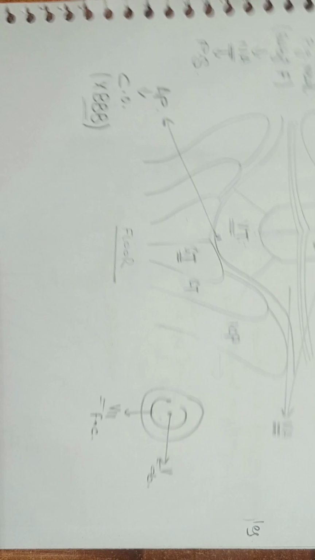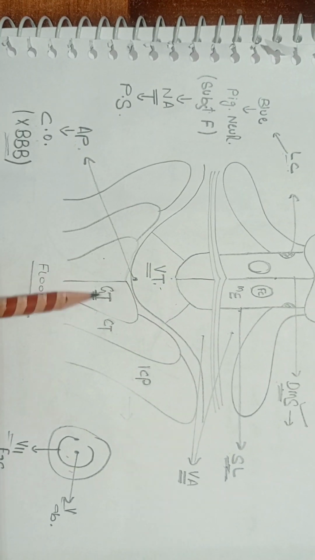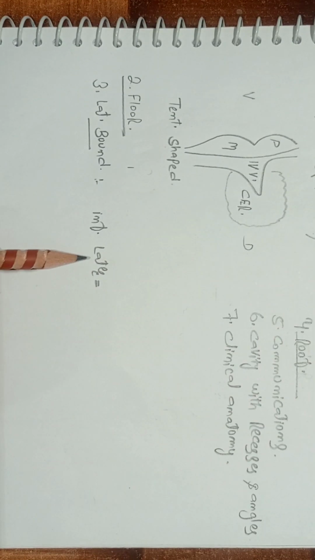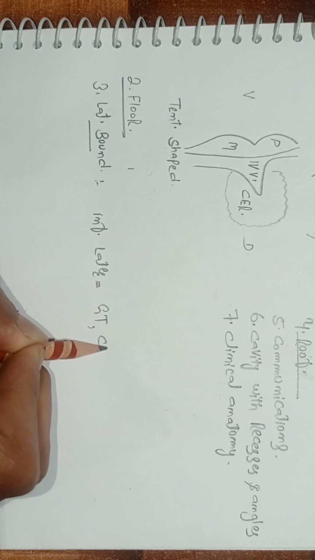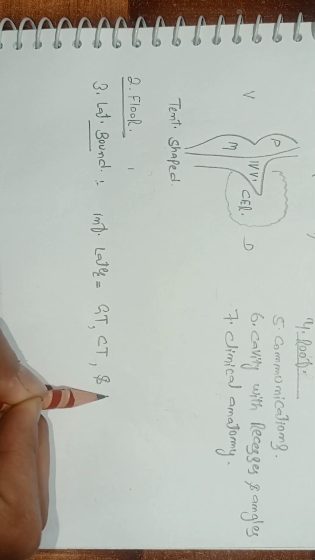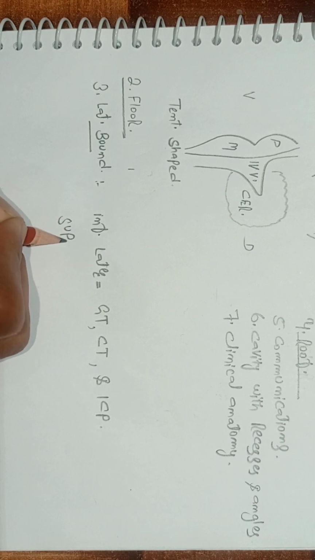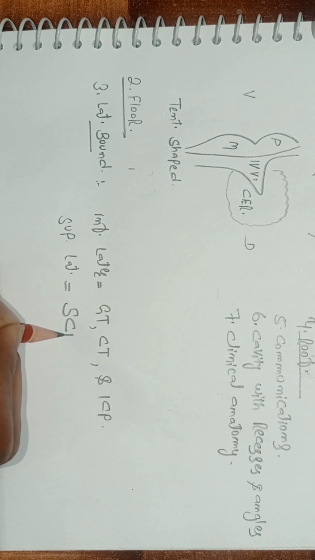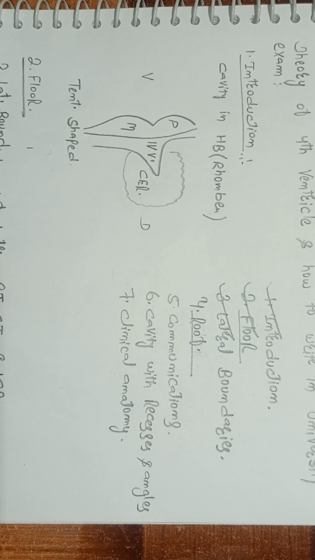In the floor of the fourth ventricle, we do know three structures: gracile tubercle, cuneate tubercle, and inferior cerebellar peduncle. So inferior laterally, three structures are present: gracile tubercle, cuneate tubercle, and inferior cerebellar peduncle. Similarly, superior laterally is another structure that's called the superior cerebellar peduncle. So the lateral boundaries of the fourth ventricle are clear.